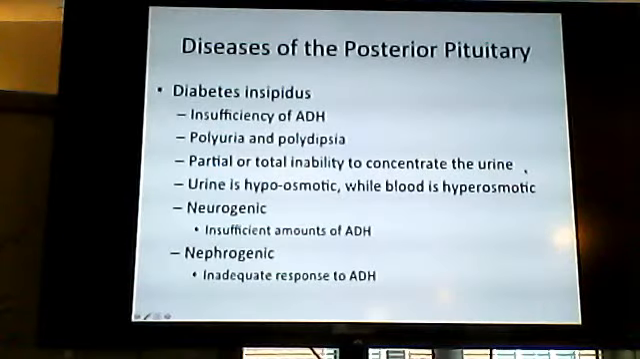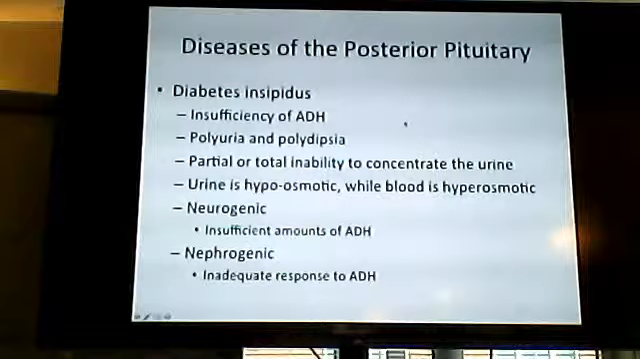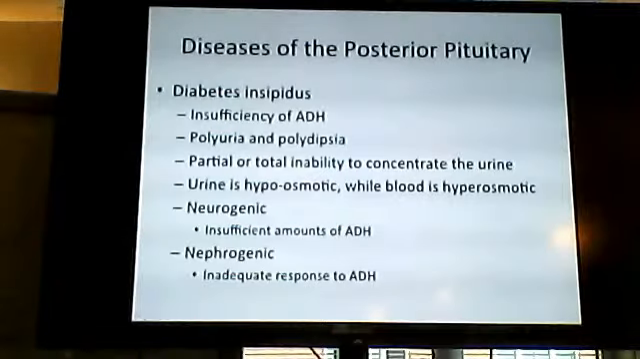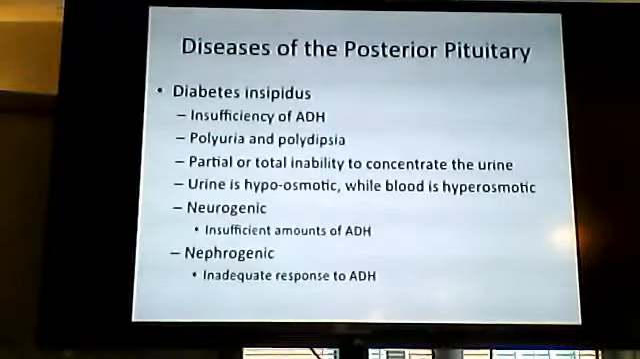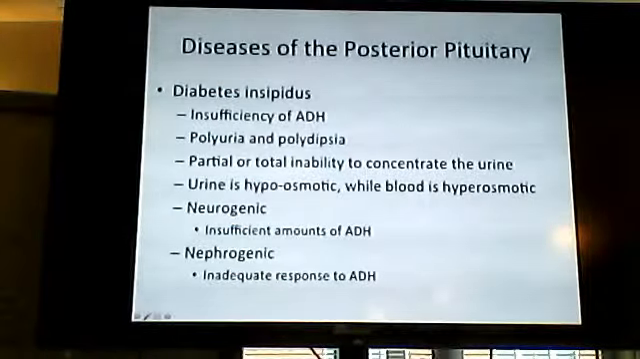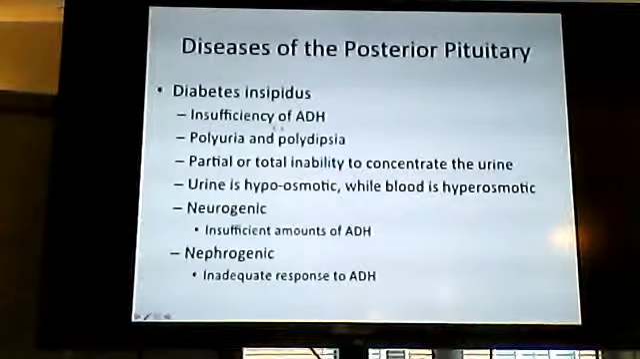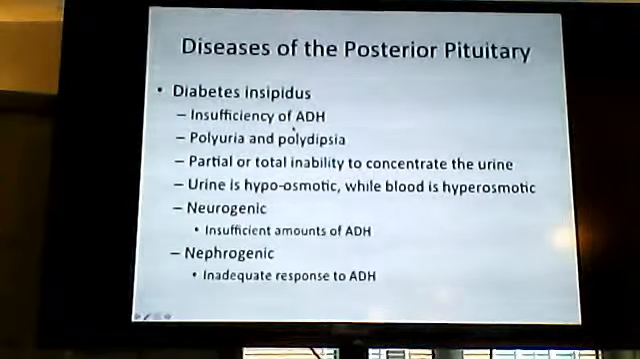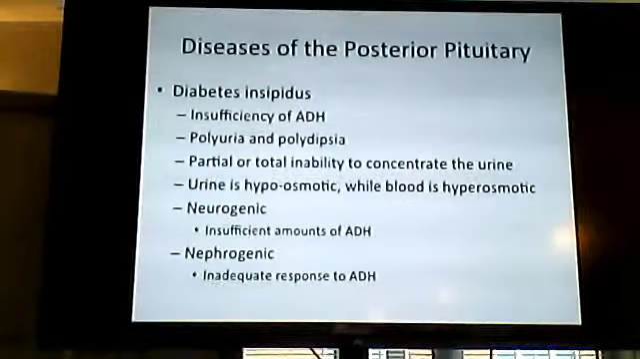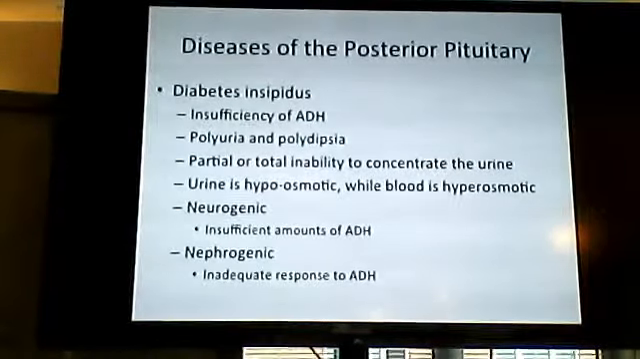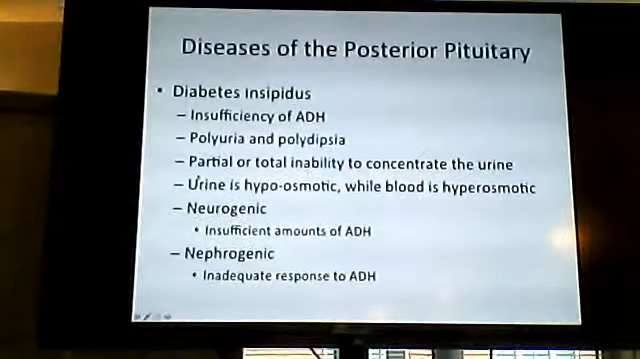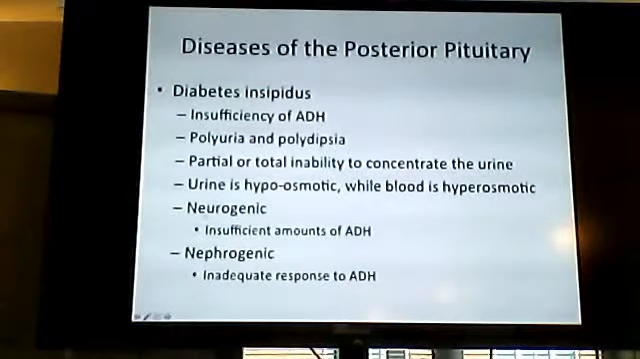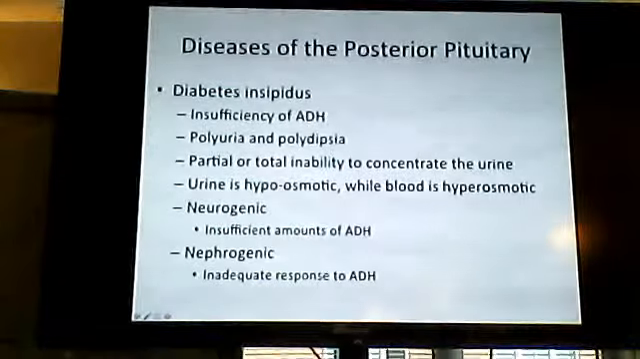Posterior pituitary is a lot easier because there are only two different things that are secreted. One is diabetes insipidus. If you have too little ADH, antidiuretic hormone, which prevents diuresis, prevents secretion of urine, you could have a problem with either neurogenic or nephrogenic. Neurogenic is you don't produce it in the brain. Nephrogenic is you don't respond to it with the kidneys.